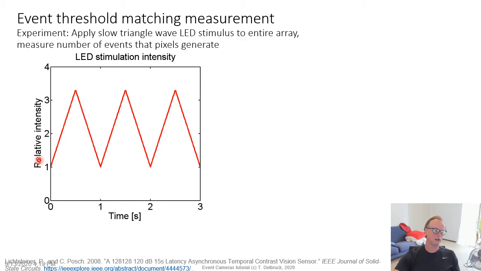So here is the relative intensity of this LED stimulation as a function of time in seconds. It goes up and down and back up and down. And every time it goes up and down here, you get ON and OFF events. You could measure the number of events that a pixel generates. It should generate ON events here and OFF events here and so on.